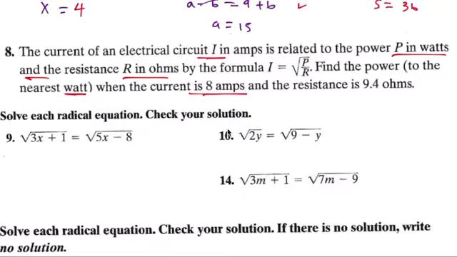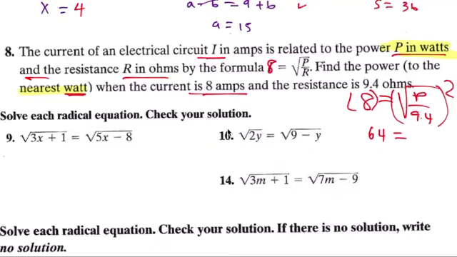So we're trying to find P here, when the current is 8, so that's 8 equals the square root of P over the resistance, which is 9.4. Okay, you solve that by taking the square of both sides, then multiply both sides by 9.4, and that's how we get P. Okay.